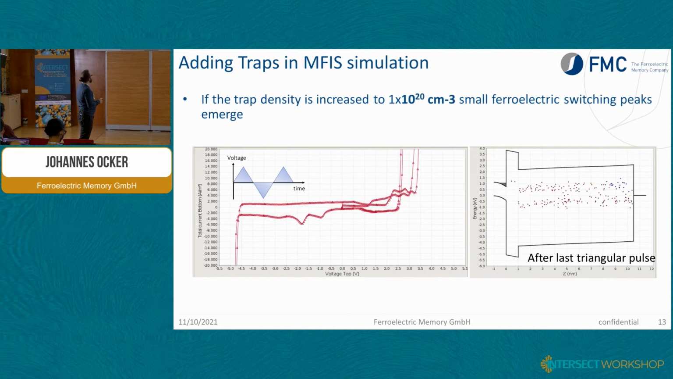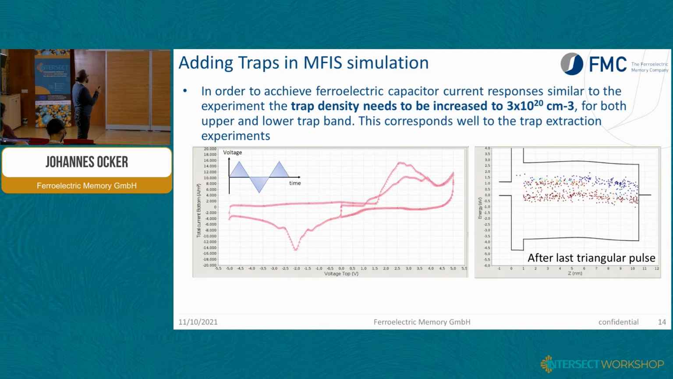And so we crank it up. We crank it up to 10 to the power 20, which is what we extracted from the charge trapping fit in Ginestra. And you can see that there are some small peaks rising up, which looks a little bit better, but still doesn't look at all like the experiment. So we cranked it up even further, to 3 times 10 to the power 20 per cubic centimeter of traps.